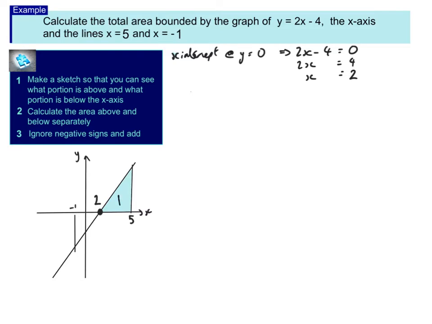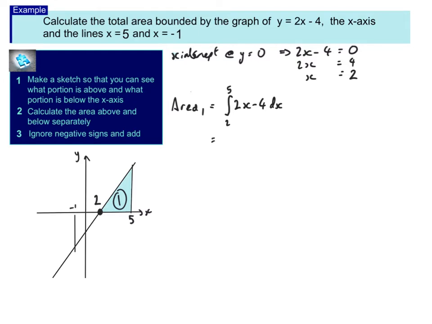I'm going to find the area of this blue shape, so I'm going to label that 1, just like a composite area shape you'll have done in first, second year. And I'm just going to get stuck in. The area of that shape 1 is going to be the integral of 2x minus 4 with respect to x. My upper limit is going to be 5. My lower limit is going to be 2. The -1 has nothing to do with my area in this case.